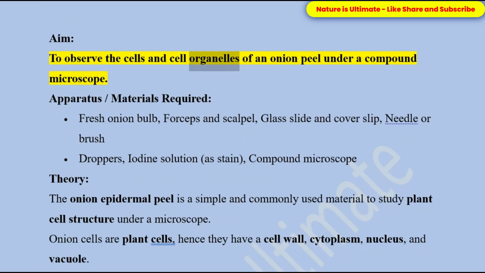To observe the cells and cell organelles of an onion peel under a compound microscope. Apparatus/materials required: fresh onion bulb, forceps and scalpel, glass slide and cover slip, needle or brush, droppers, iodine solution as stain, compound microscope.